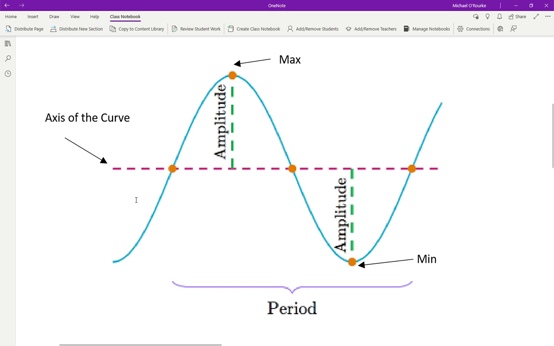So start by drawing this up, okay? So draw this curve. And put in the explanations of everything for me, okay?